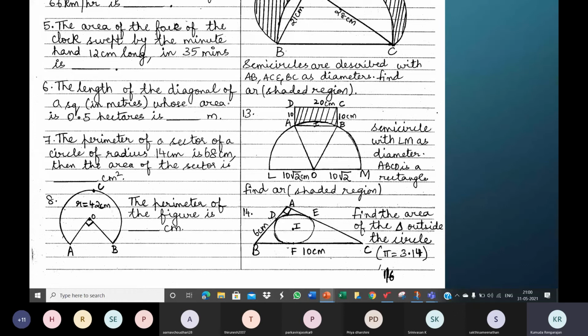Use the idea that the area of the whole triangle is equal to the sum of the areas of the three small triangles. Use this idea and get the value of the radius.